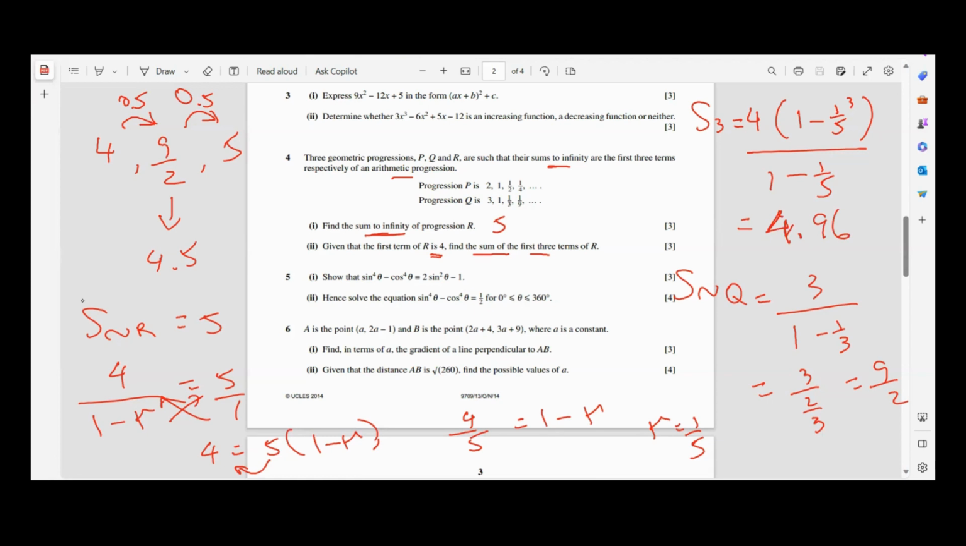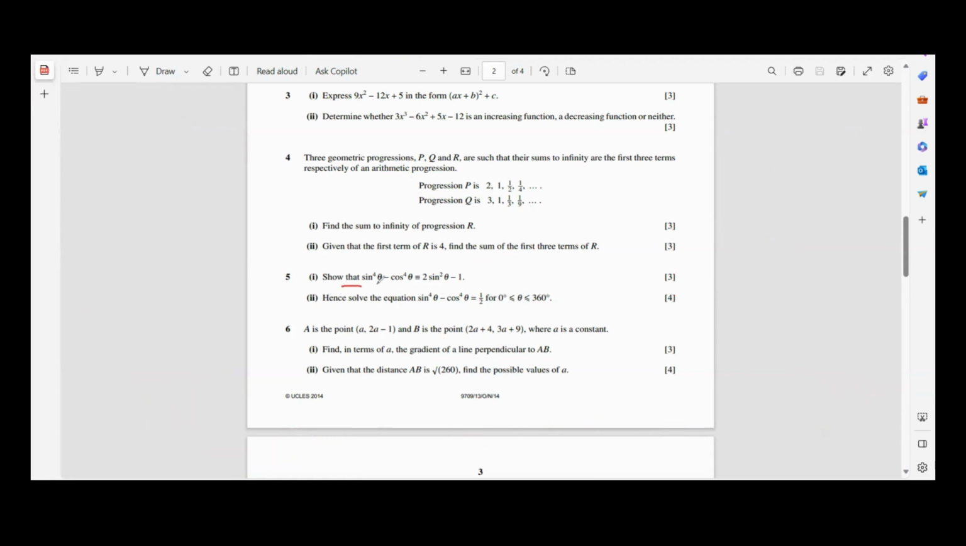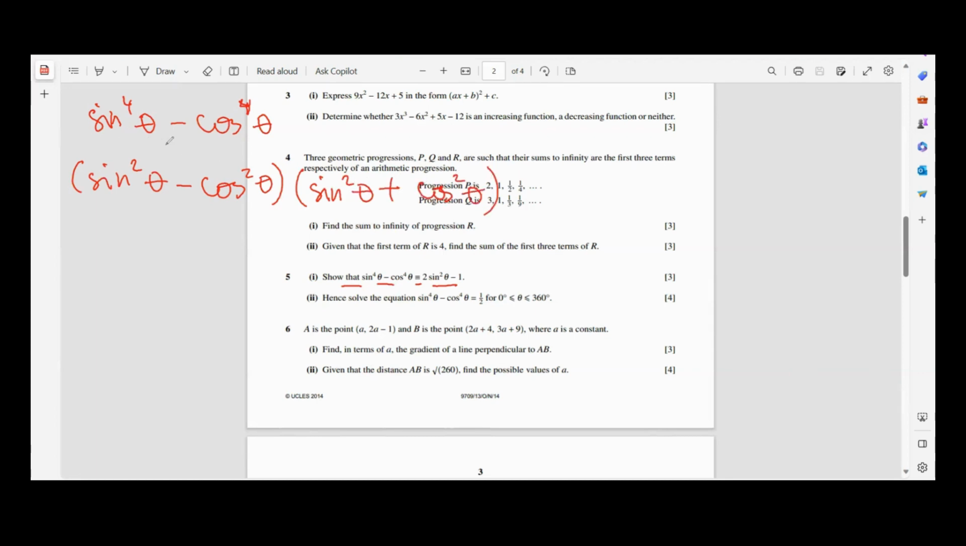Now we go to number 5. Number 5, it asks us to show this. So I will start from the left to show the right. So sine to the power 4 theta minus cos to the power 4 theta. I have to make it into sine, so this cos later I will make become sine. So first I will split it. So this is sine squared theta minus cos squared theta times sine squared theta plus cos squared theta. And then this cos square we may become sine square.